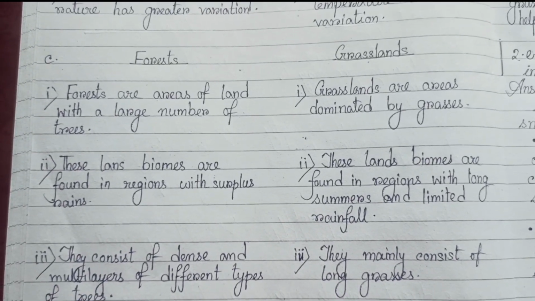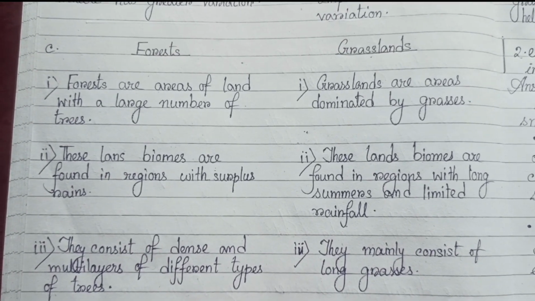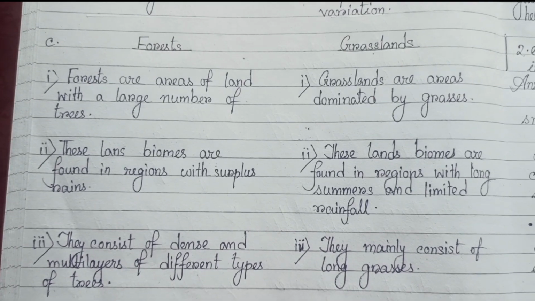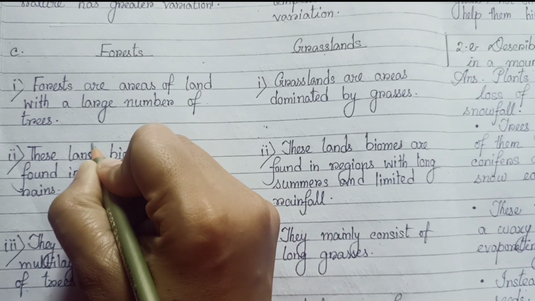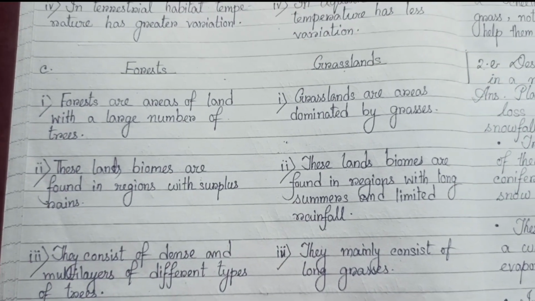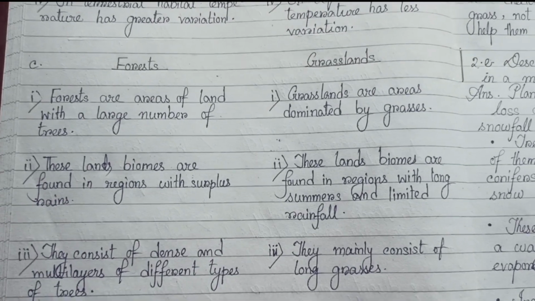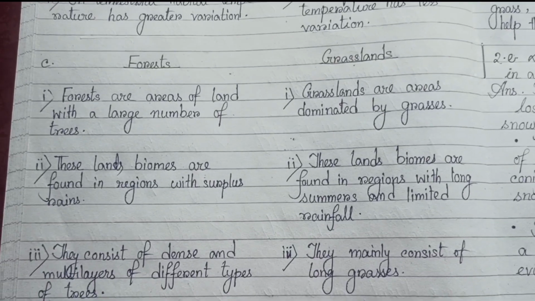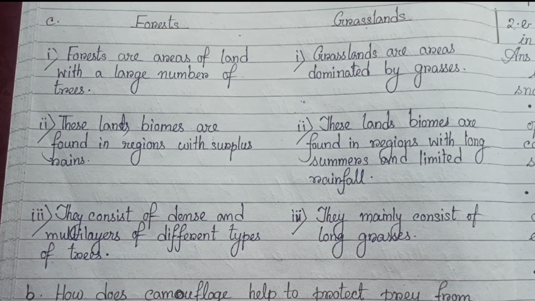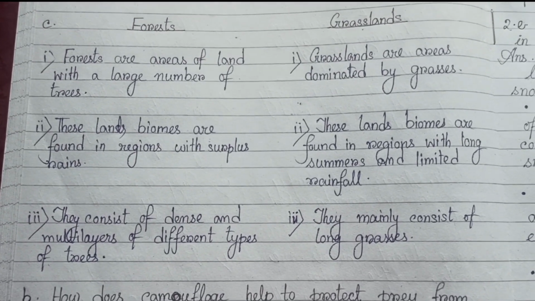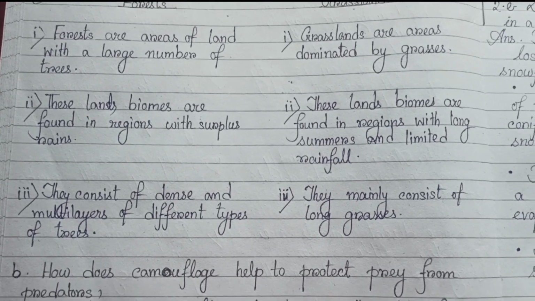Number 1, forests are areas of land with a large number of trees. Number 1 here, grasslands are areas dominated by grasses. Number 2, these land biomes are found in regions with surplus rains. Number 2, these land biomes are found in regions with long summers and limited rainfall. Number 3 here, they consist of dense and multi-layers of different types of trees. And number 3, under grasslands, they mainly consist of long grasses.